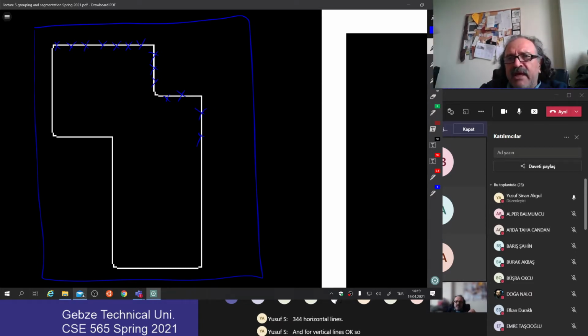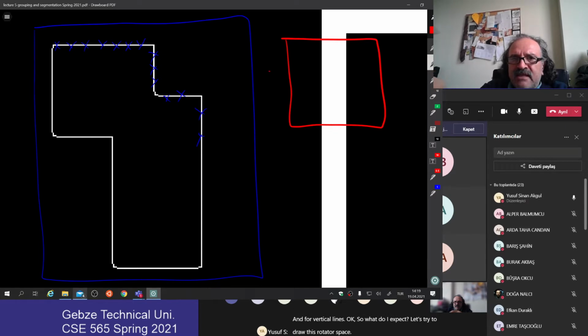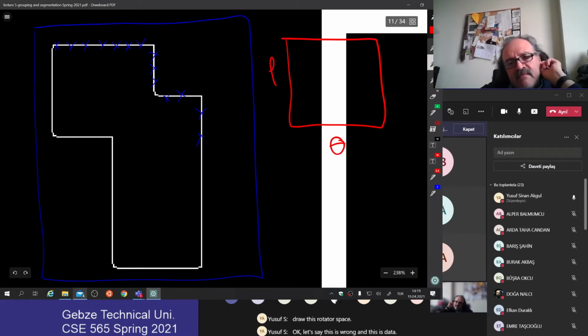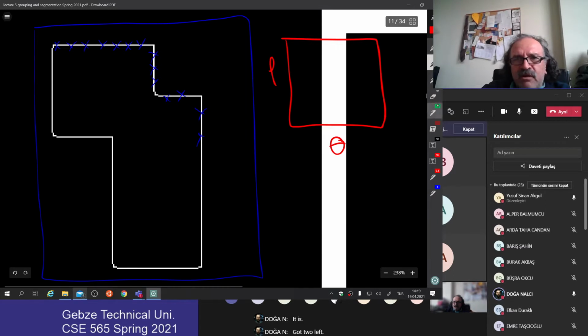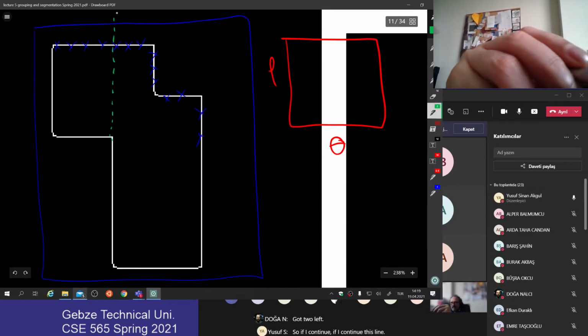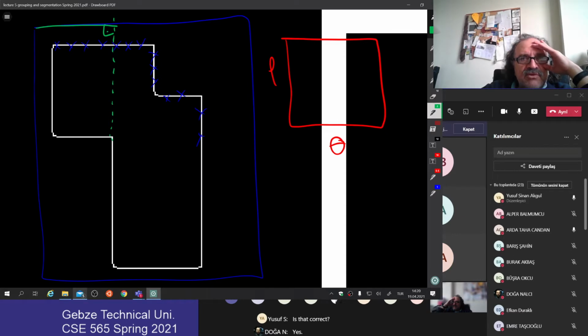Okay, so what do I expect? Let's try to draw this rho theta space. Let's say this is rho and this is theta. So what is the rho value of this line? If I continue this line, so it is 90 degrees, right? Is that correct? Yes. So 90 degrees for that one.